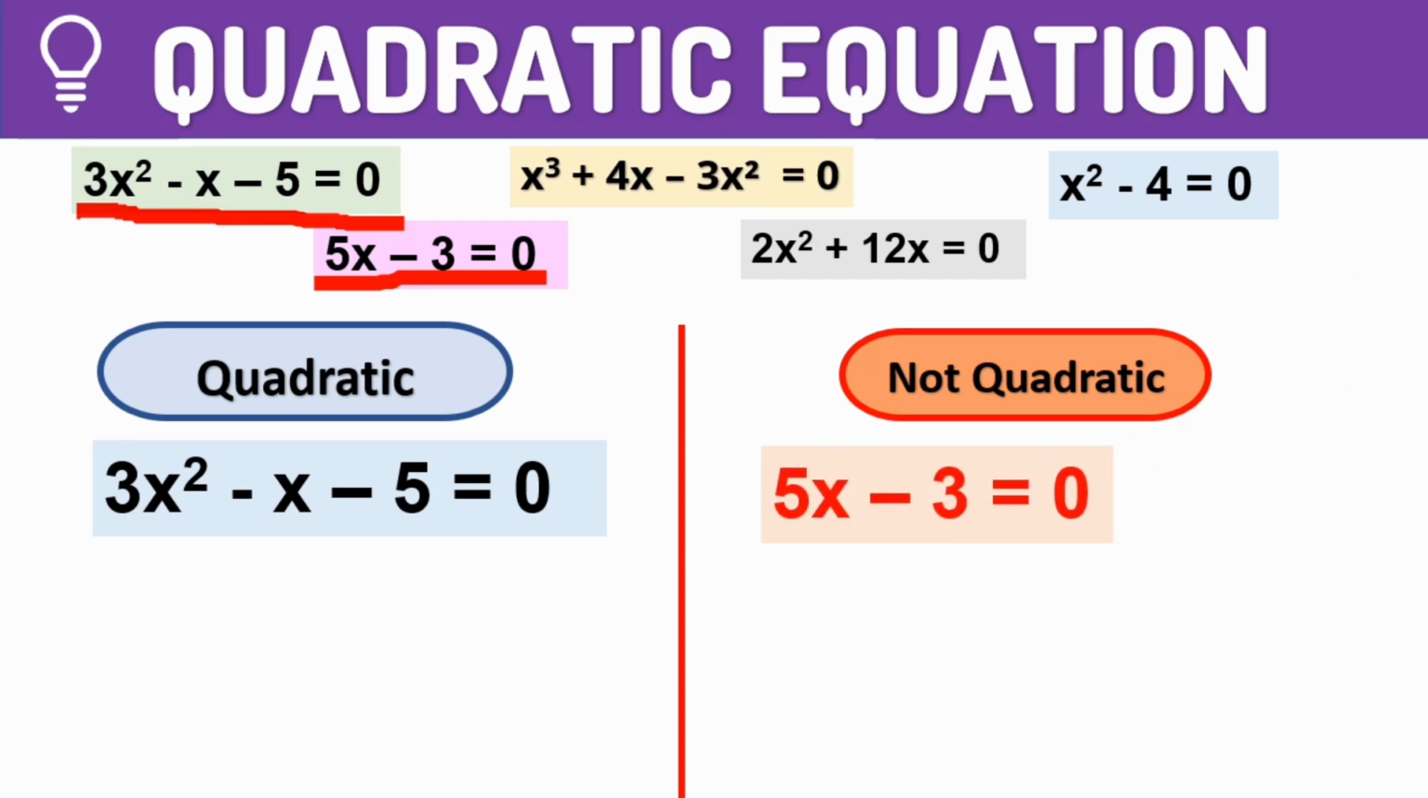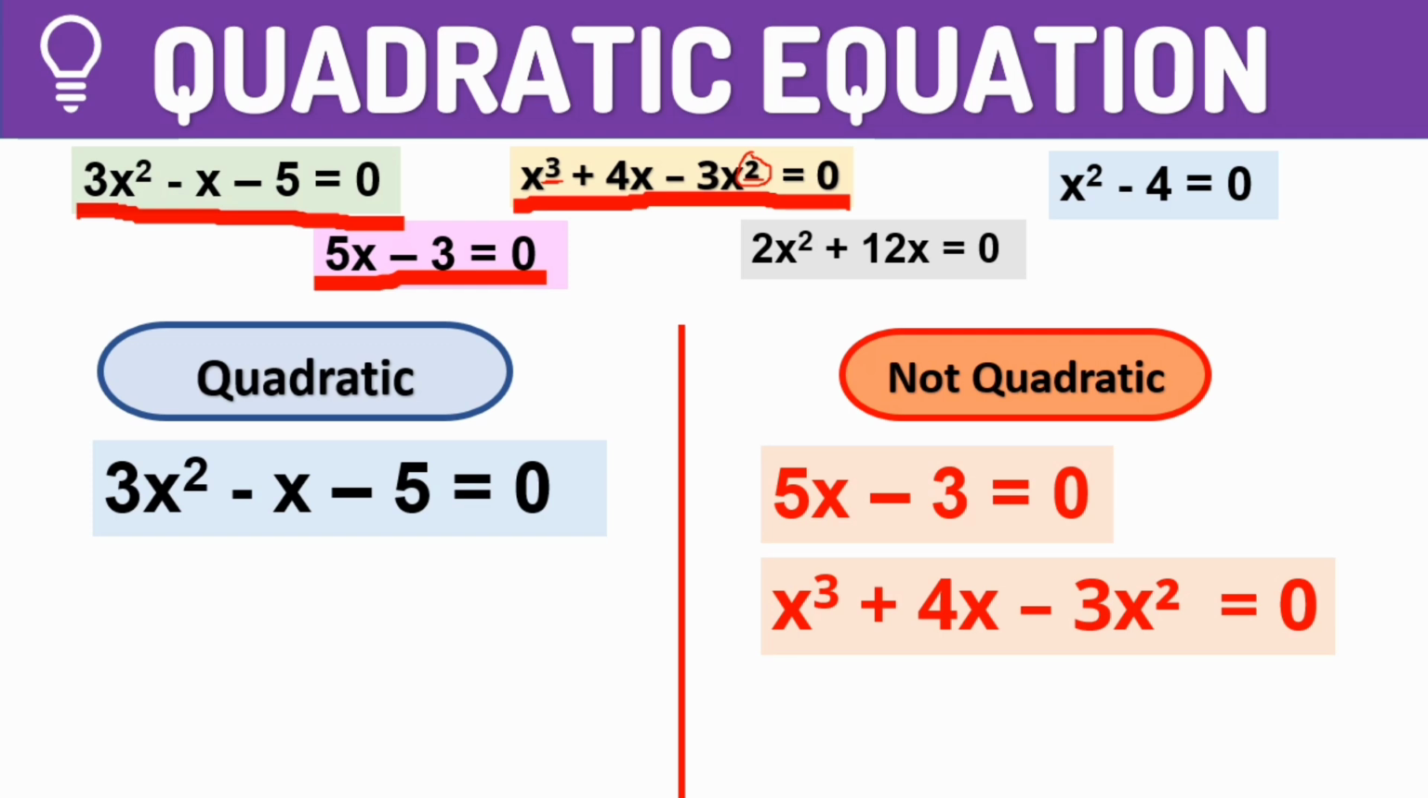Next, how about the third equation here? We have x cubed plus 4x minus 3x squared is equal to 0. Do you think it is also a quadratic equation? No, it is not a quadratic equation because what is the highest exponent here? The highest exponent here is 3, right? Not 2. Although we can see 2 here as our exponent, 2 is not the highest exponent, but the highest exponent is 3. Therefore, this is also not a quadratic equation.